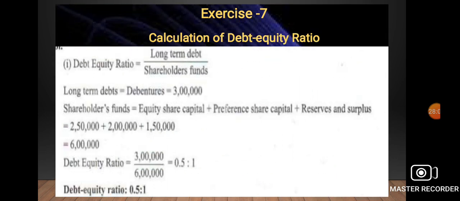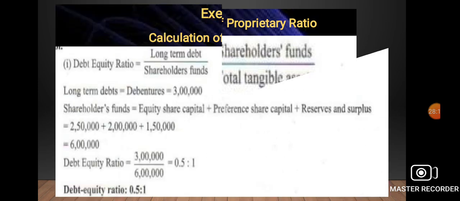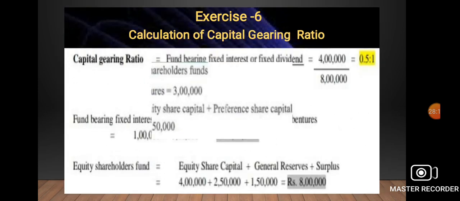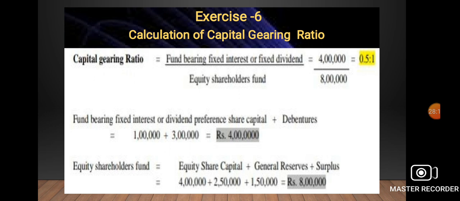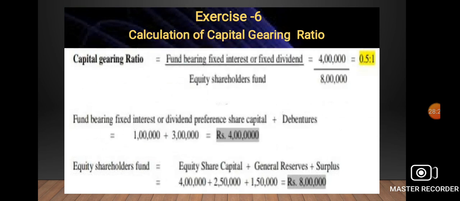Then what is the formula of capital gearing ratio? Funds bearing fixed interest and fixed dividend, the value is 4 lakh. Then equity shareholders' fund is 8 lakh. So 4 lakh divided by 8 lakh, we get 0.5 is to 1. This is the capital gearing ratio.